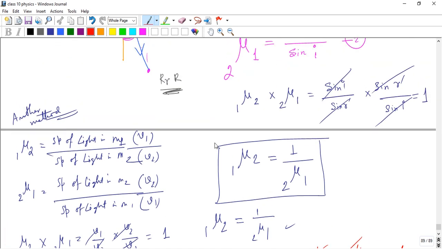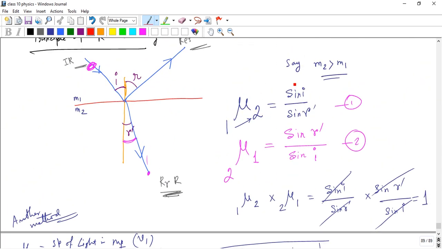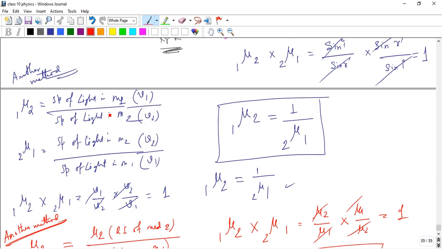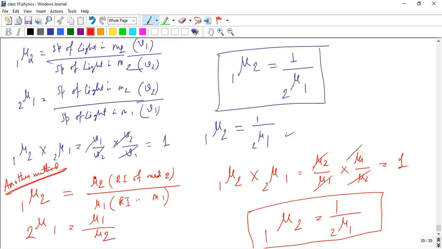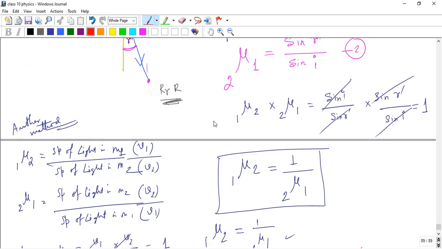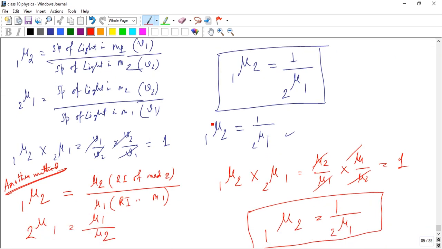We considered the relation between mu, the incident angle and the refracted angle from Snell's law, then the speed of light in the medium, and another method using the refractive index of medium 1 and medium 2. So all satisfy the reversibility property, the principle of reversibility. Actually they are reciprocals: mu 1 to 2 is the reciprocal of mu 2 to 1.